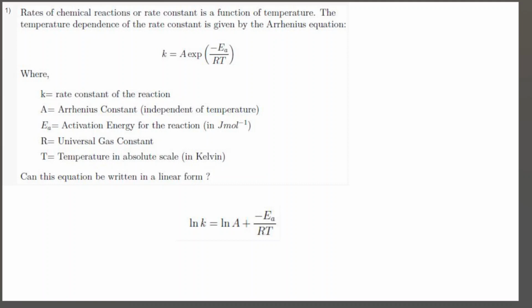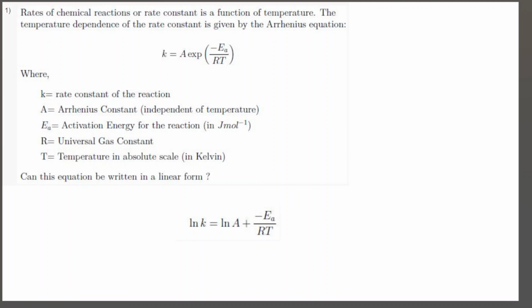So here, this is the Arrhenius equation. K is equal to A into exponential of minus E suffix A divided by RT. Here, K is the rate constant and A is the Arrhenius constant. E suffix A is the activation energy for the reaction. It can be any reaction, chemical reaction or thermodynamic reaction. This is universal; we can use it wherever we want. Then R is the universal gas constant, and T is the temperature on the absolute scale, which is Kelvin.